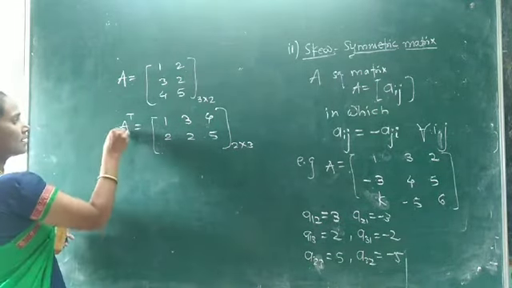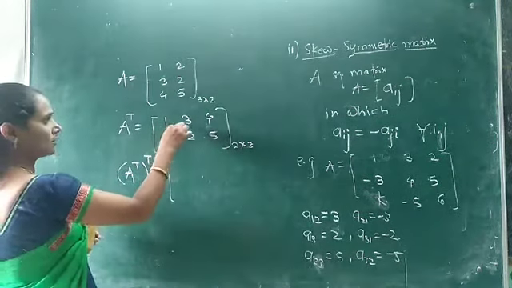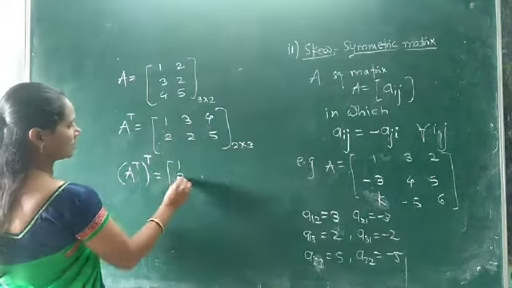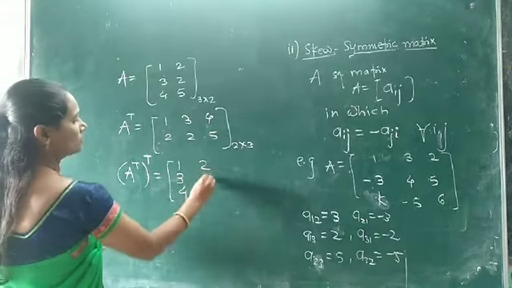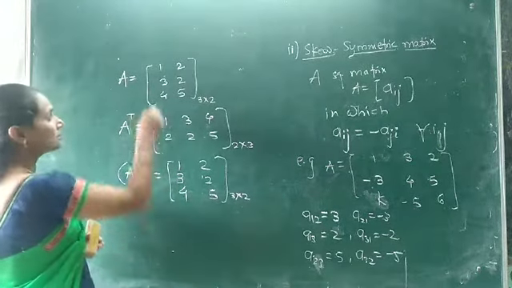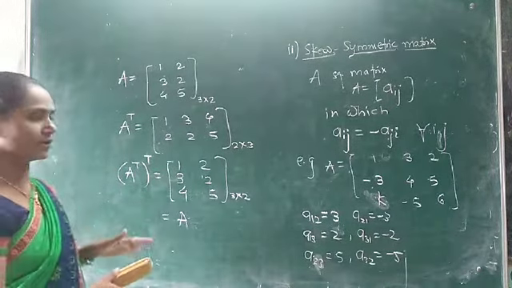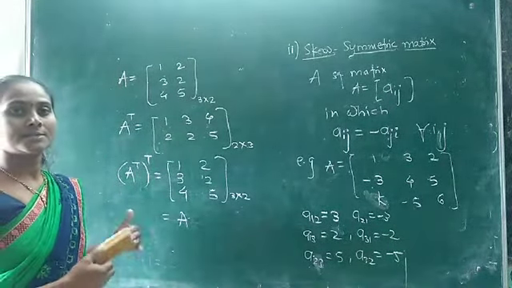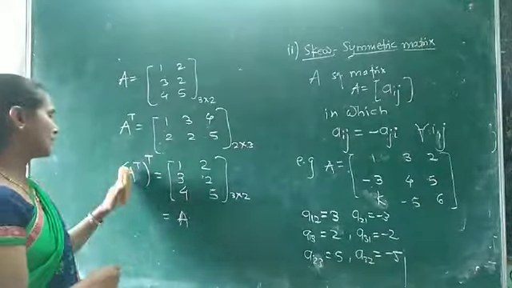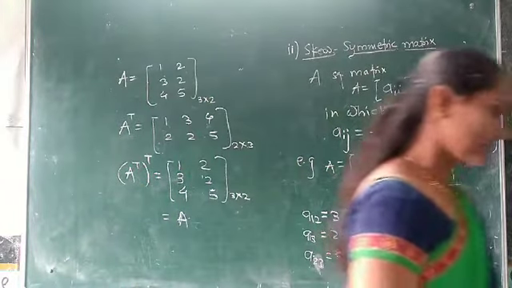Again I am taking the transpose of this matrix, A transpose. So again rows are converted into columns. So 1, 3, 4 is a row here and becomes a column, and 2, 2, 5 likewise. The order of this matrix is again 3 by 2, which is equal to the matrix A. So the first property of transpose: if we take the transpose of any matrix twice, we get the matrix itself, that is, (A transpose) transpose is equal to A itself. That is the first property of a transpose.